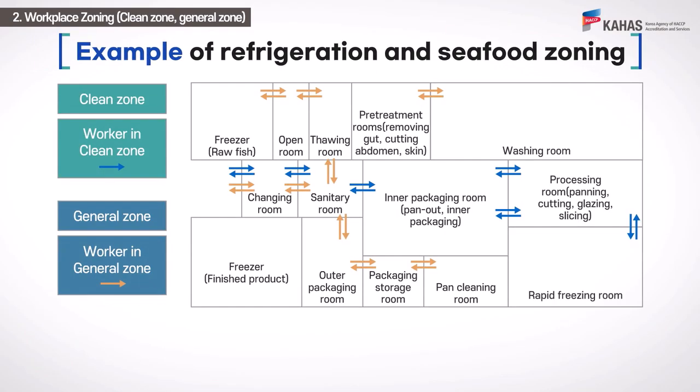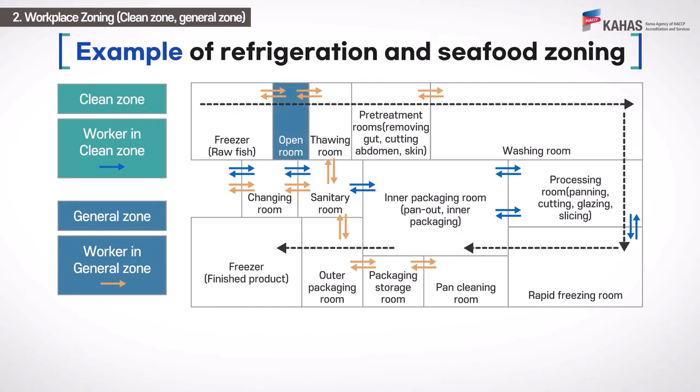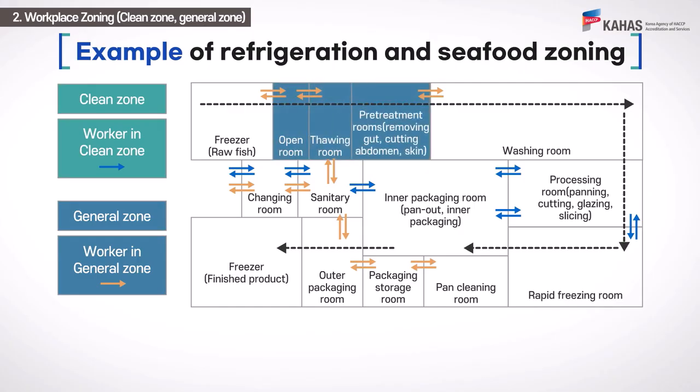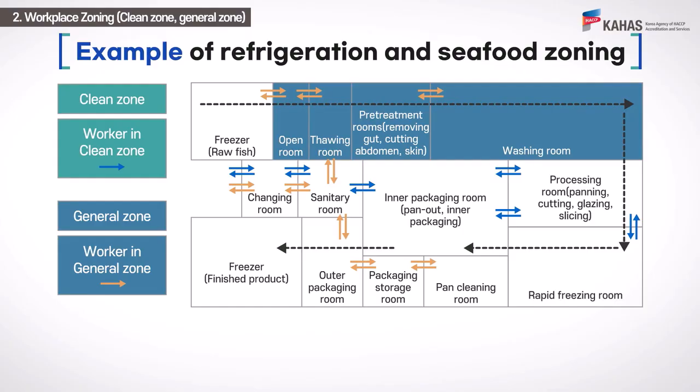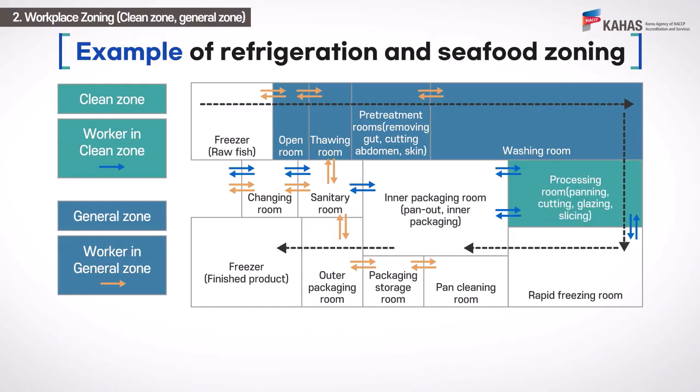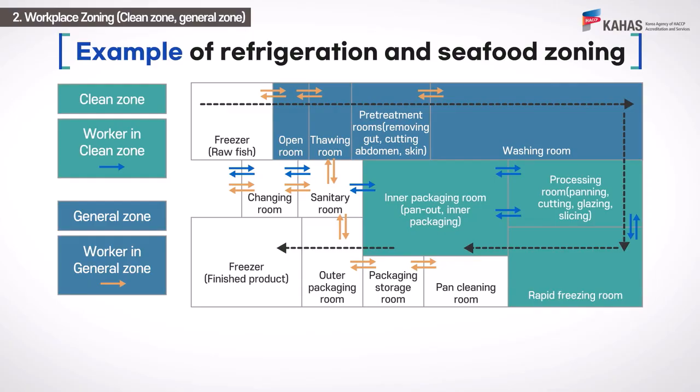The figure shown is an example of a frozen seafood workplace where there is no heating process in the entire process. It is a structure in which work proceeds clockwise from the freezer for raw fish on the top left. Open rooms, thawing rooms, pre-treatment rooms, and washing rooms, where processes that may cause cross-contamination are performed, can be set as general zones. However, the processing room, rapid freezing room, and interior room, which are considered to have a large impact on the final product if cross-contaminated, can be set as clean zones.